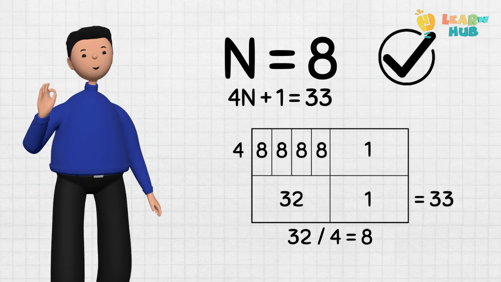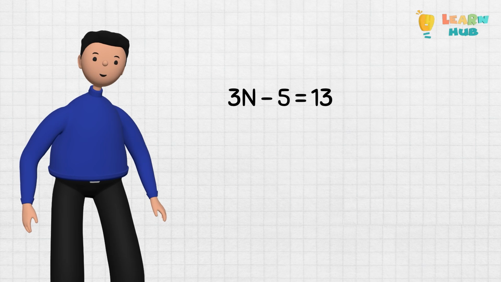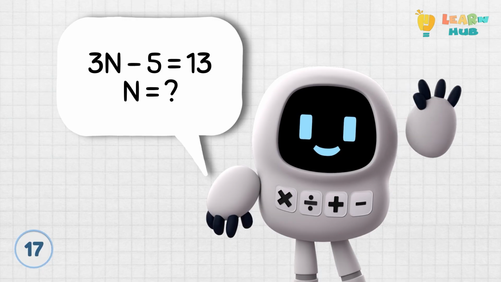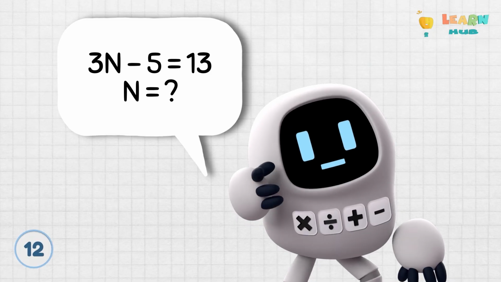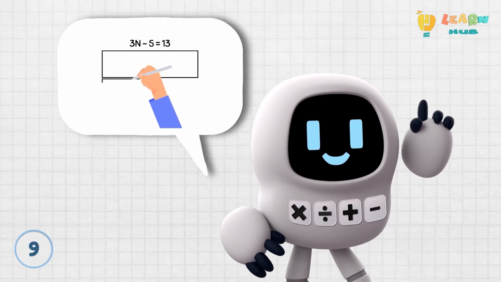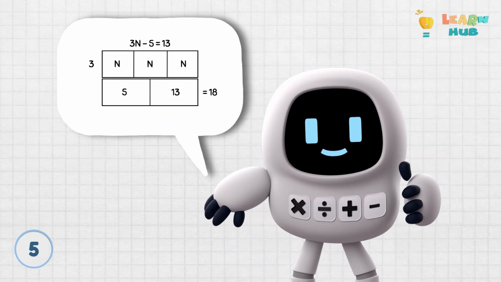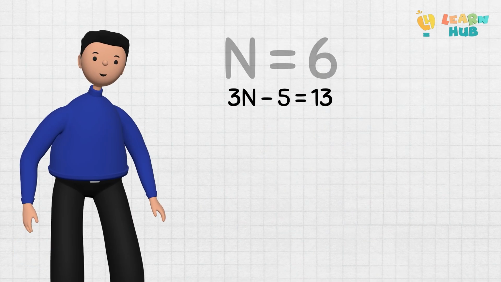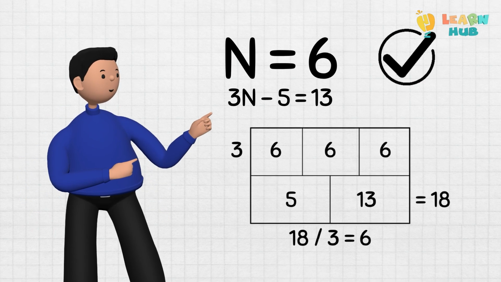Now let us have one last test. Find the value of n in the equation 3n minus 5 equals 13. If you answered n equals 6, then you are correct. Check your model if it is similar to this.